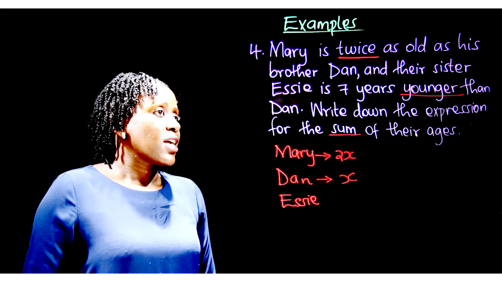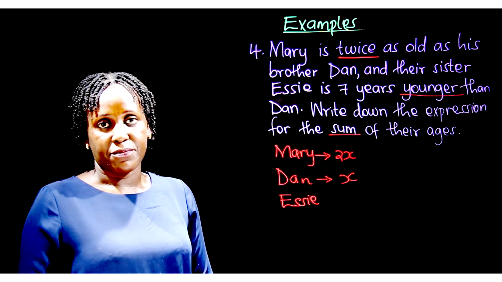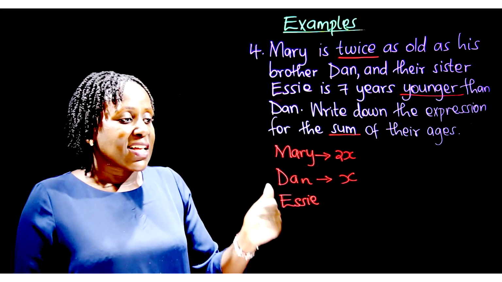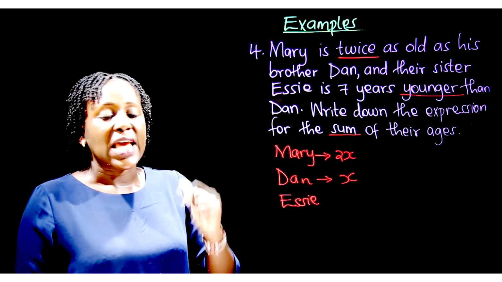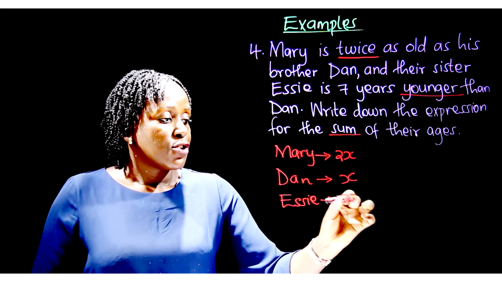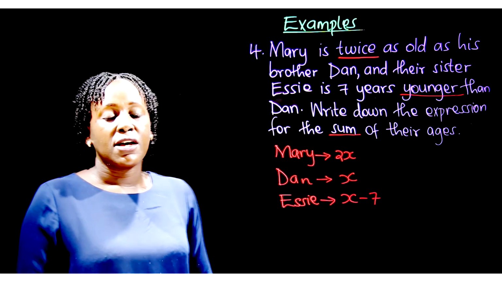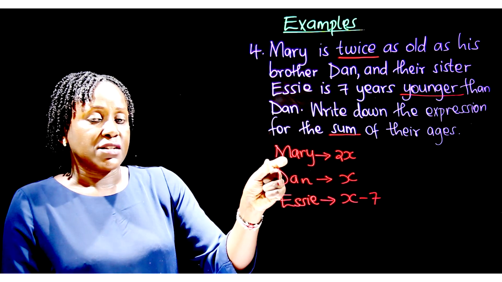Now how old is Essie? Essie is 7 years younger than Dan. Alright? So Essie has less years compared to Dan. And the difference in their years is 7. So Essie is 7 years younger than Dan. So you take the age of Dan, you subtract 7 years. So these 3 are the expressions for their ages.